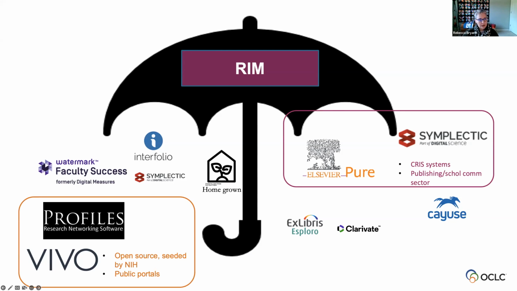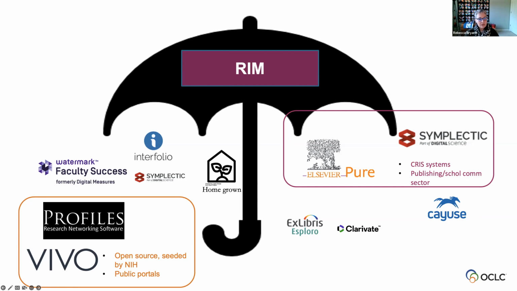Also in this space, we have VIVO, which Bruce can say more about, as well as Profiles RNS, also often called Harvard Profiles. These are open source systems that have been around for a decade or more. They both were seeded by the National Institutes of Health. Their driving use case is really to support expertise discovery through public portals.